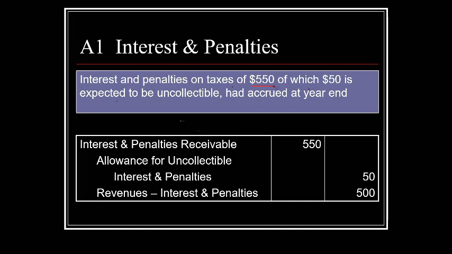And we explained the first type, and it was interest and penalties on taxes of 550, of which 50 is expected to be uncollectible. And we said here that the interest and penalties receivable is 550. The 50 will be credited to the allowance for uncollectible interest and penalties, and the remaining will be considered as revenue, interest and penalties on the past due receivables, okay?